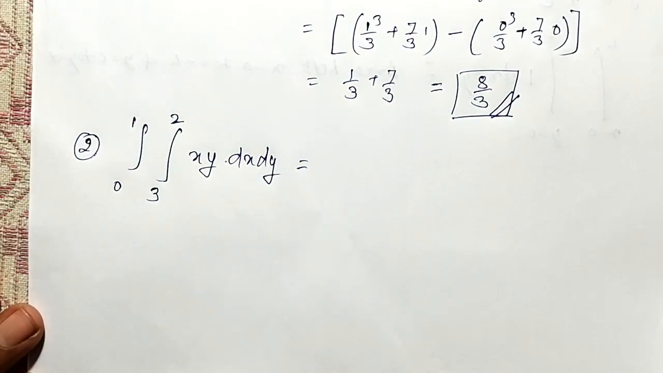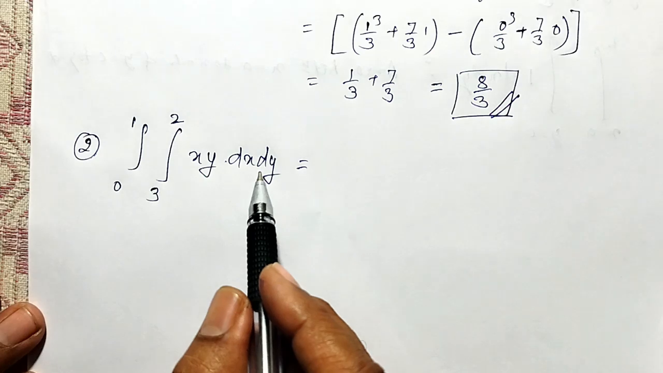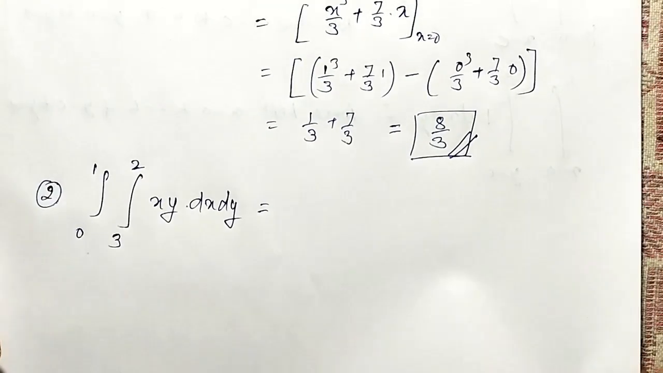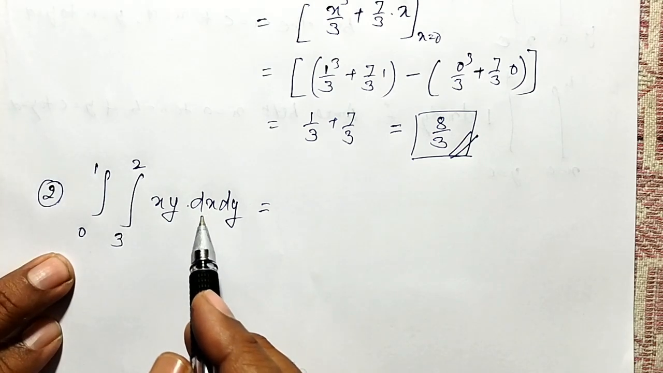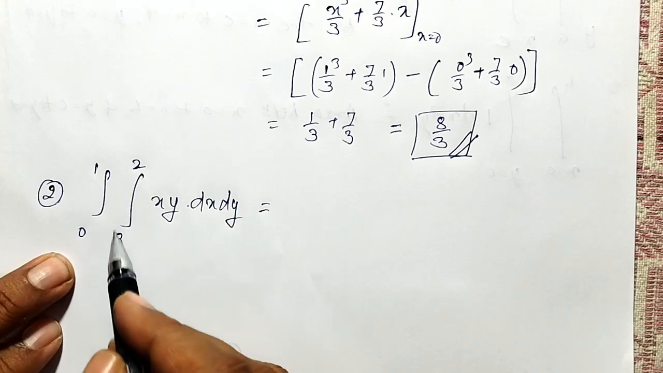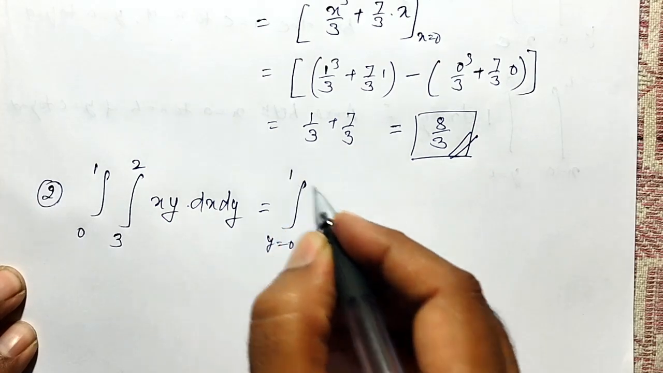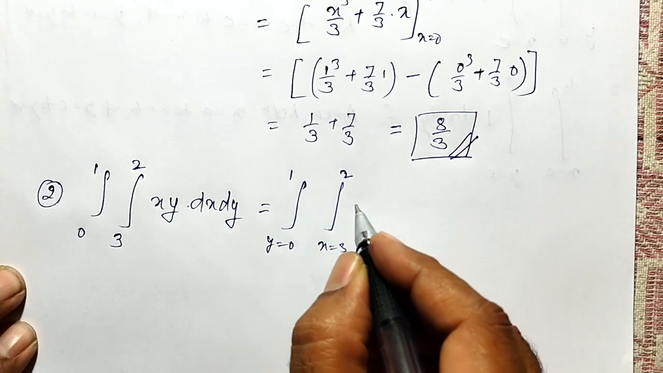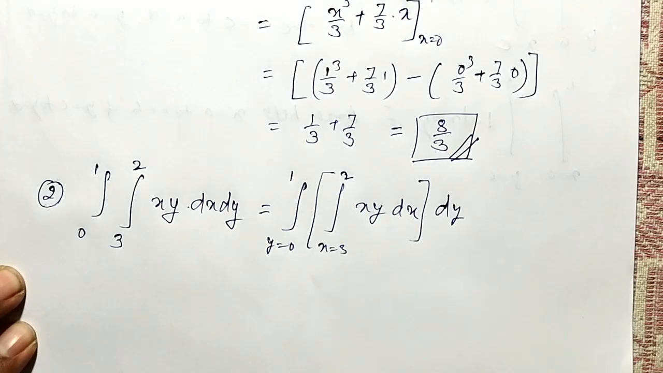Now you can observe here the limits are both constants, and here you can observe dx into dy is there. In the previous example it was dy dx, therefore first you were integrating with respect to y, but now here it is dx dy and the limits are also constant, therefore first you have to integrate with respect to x only. Therefore these limits will become with respect to x. What I will choose here: y equal to 0 to 1, and the inside limit will become x equal to 3 to 2, and it is xy into dx. I will put them in a bracket into dy later.